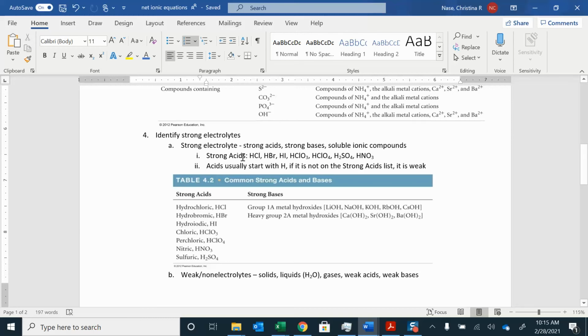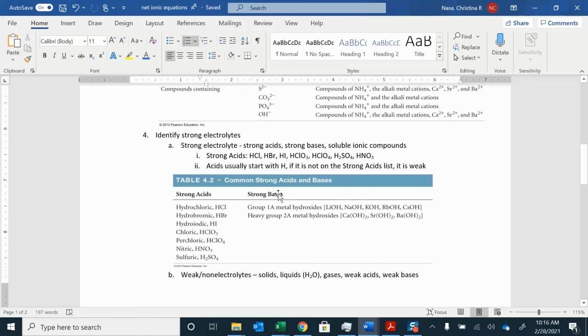I also have this list of strong acids. I have it listed here. I have it listed down here too. So any of these are strong acids. Remember, acids have a hydrogen out in front. Usually there's a hydrogen out in front. These are the strong acids. If you get a compound that has a hydrogen out in front, and it's not on this list, then it's going to be a weak acid, and it's not going to dissociate into ions.